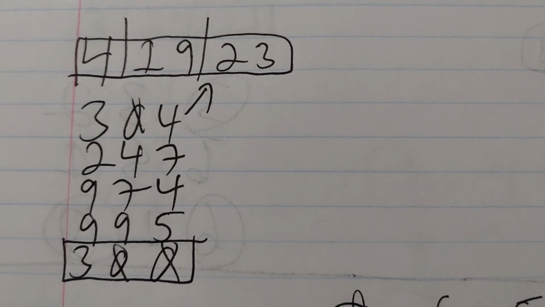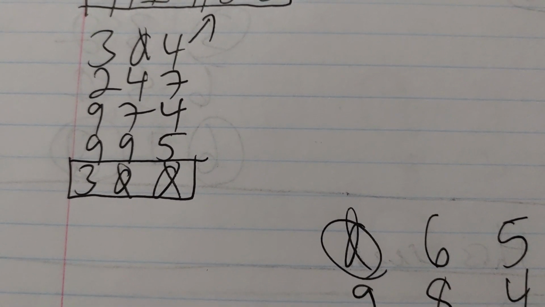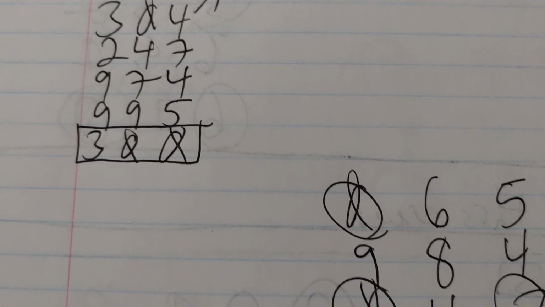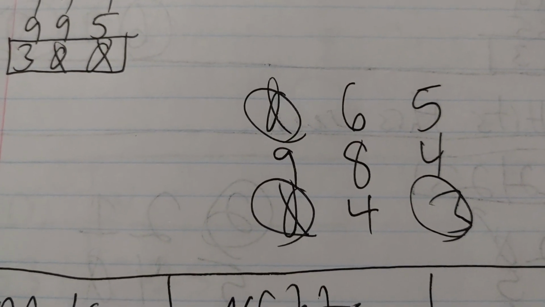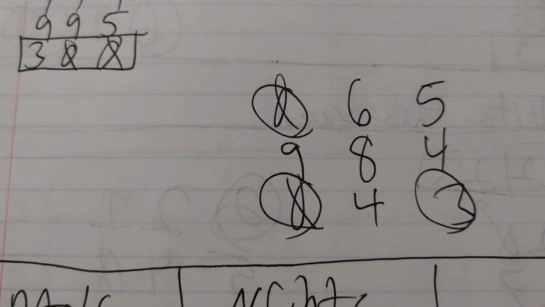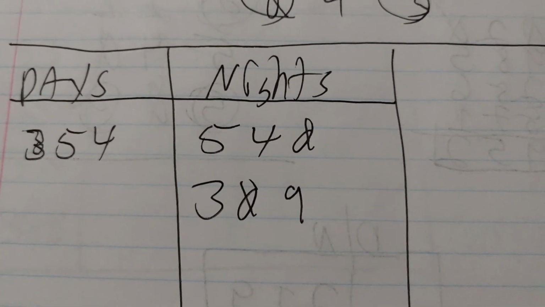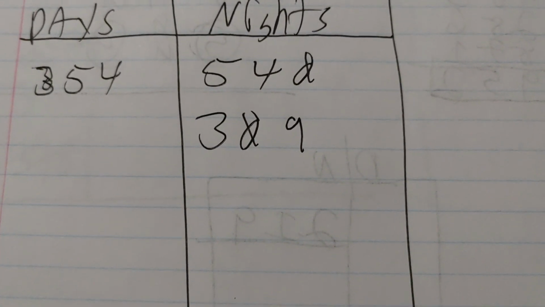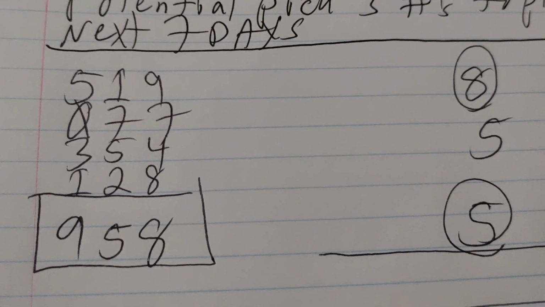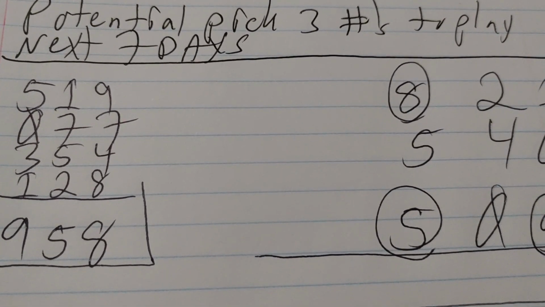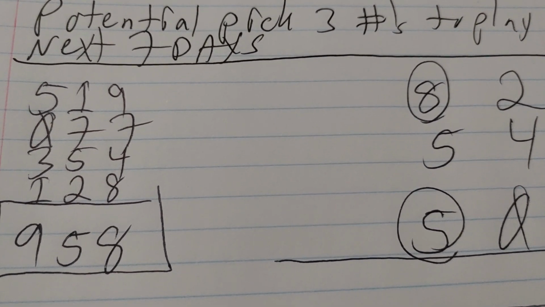Alright, on April 19, 2023, 304 fell. The priors were 247, 974, 995, and then the sum was 300. Write out the 300 and fill out the tic-tac-toe box. The day side was 354, nights was 540 and 309. Alright, and then based on what we already covered in the video, the potential pick 3 numbers to play in the next 7 days based on this method, I'll cover in just a bit.